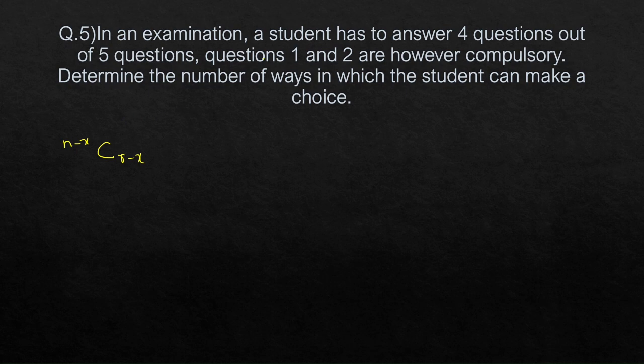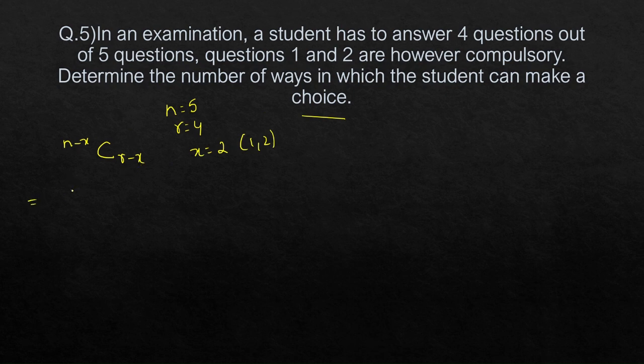In the examination, a student has to do 4 questions. So r will be equal to 4, because at a time you have to do 4 questions, and n will be equal to 5, the total number of questions that we have. And questions 1 and 2 are however compulsory, which gives us x is equal to 2. This 2 is for the first and the second question. Now, determine the number of ways in which a student can make a choice. In this case, the student has to select. So, obviously, we'll be using combination.